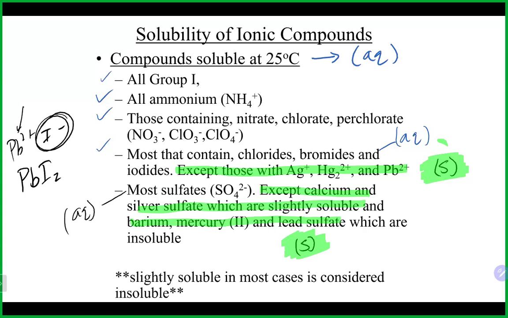So there are some solubility rules that have no exceptions, and it's like if I see it, I'm good to go. They're going to be aqueous. But there are some that are normally going to be aqueous and soluble, but if you have one of the exceptions, it does the opposite and becomes insoluble. Again, slightly soluble, most people consider to be insoluble. Any questions on that there?